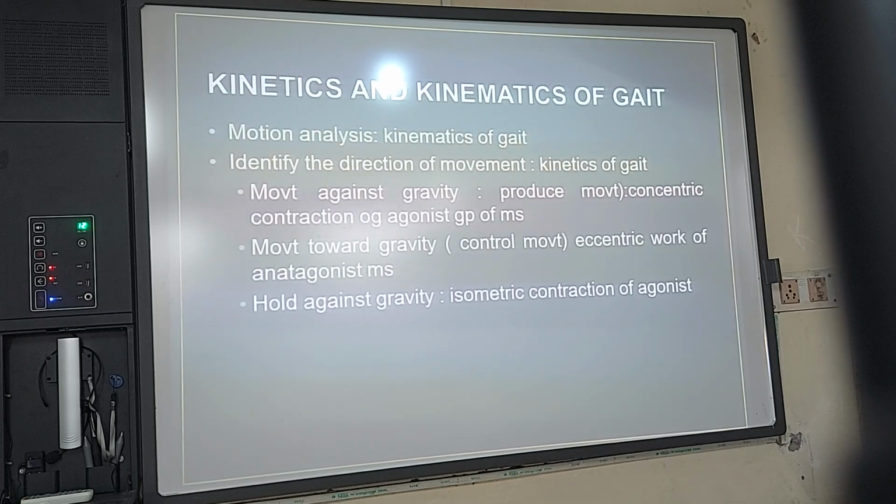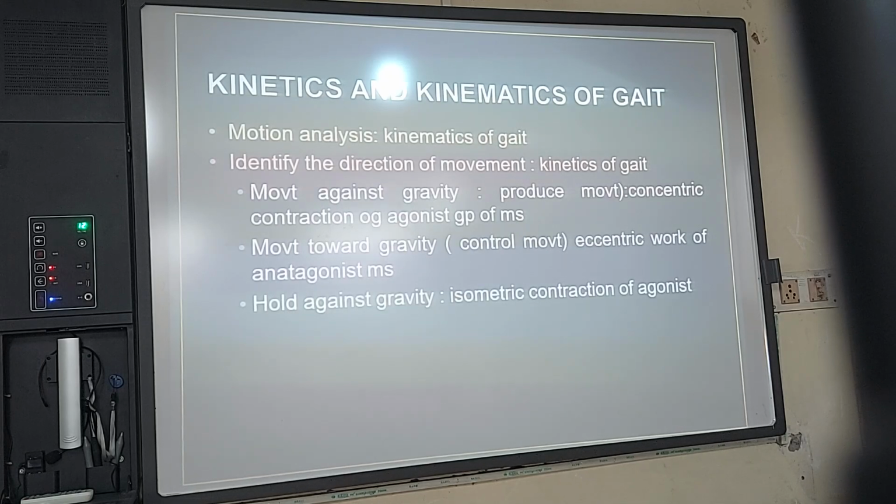You need to check whether the movement is against gravity or towards gravity. What have we taken as gravity here? The ground reaction force. Understood? What movement do you have to consider? If the movement is against gravity, then the movement is caused by the concentric contraction of the agonist group of muscle.